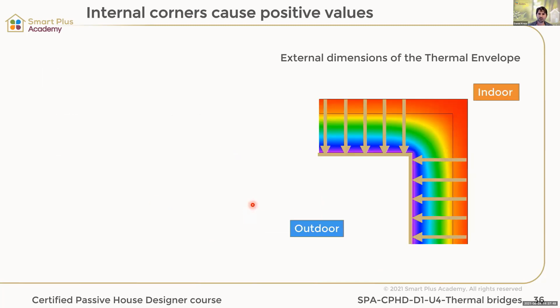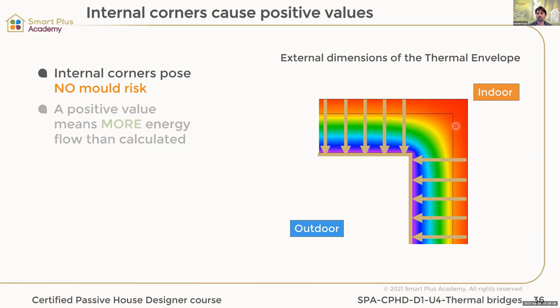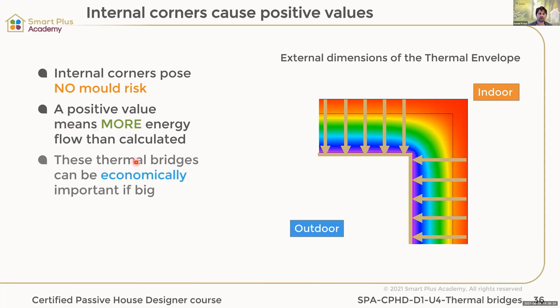If this is now turning around an internal corner, so that the indoors has the external corner and the outdoors has the internal corner, then because we're using the external dimensions, we're only looking at these values. We're not looking at these values. This is normally the reason why it becomes a positive value. Internal corners are not a mold risk, and they're letting more energy through. So we need to put them into our calculation, and we need to put them into our economic assessment.